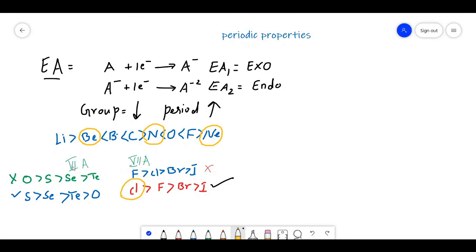And if they ask in the 6th group elements which has more electron affinity, then the answer is sulfur. So only in the 6th group it is sulfur. And whatever it is, 7th group or any group, the highest electron affinity is present for chlorine. So this is about electron affinity.